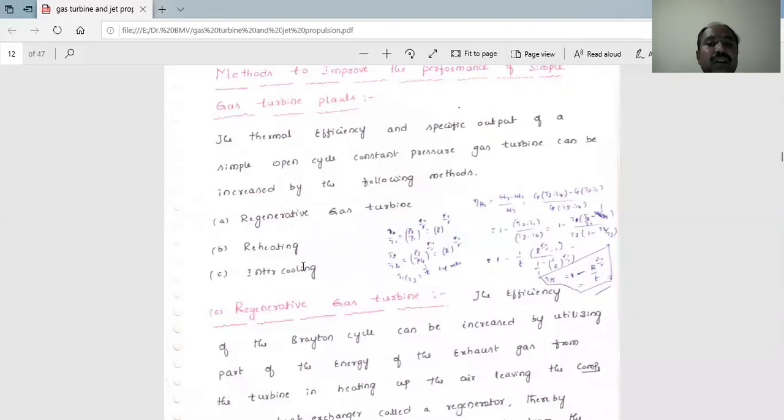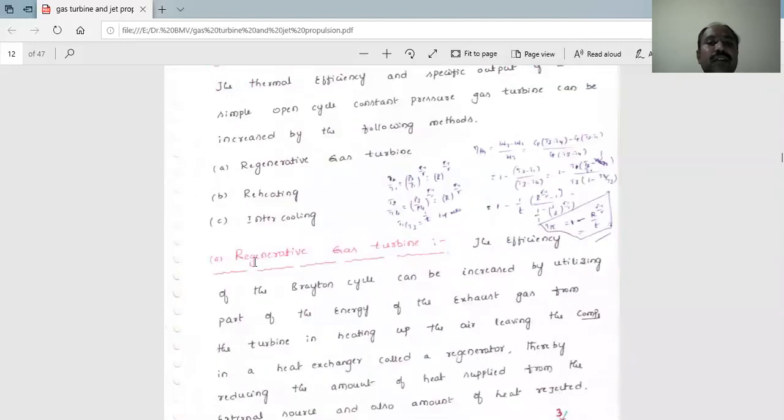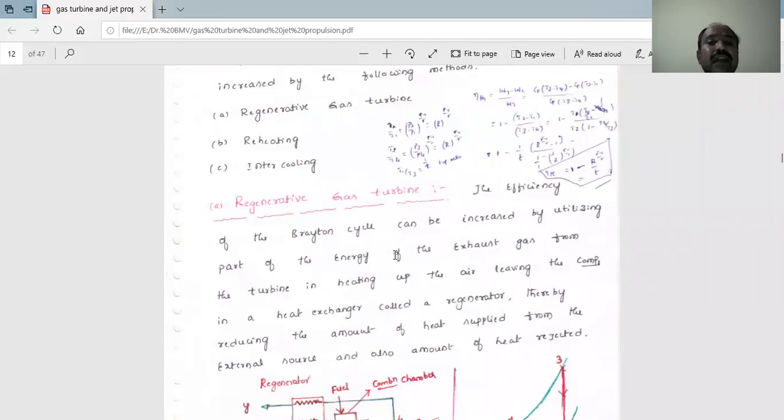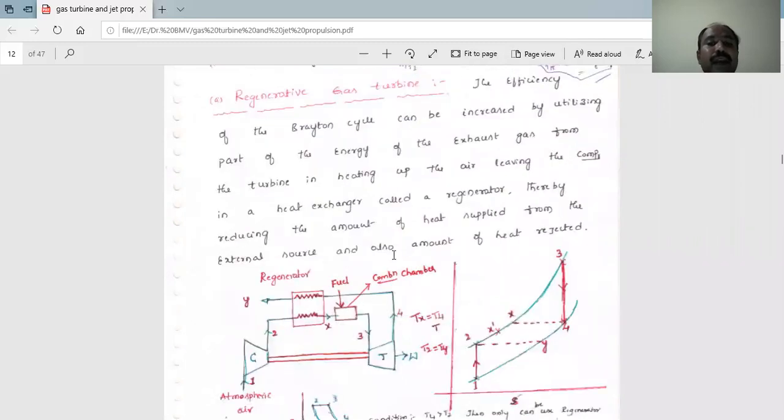First, I will discuss the regenerative gas turbine. The name indicates regenerate. The heat that is liberated is regenerated, which takes place in the regenerator. This is what you can call a regenerative gas turbine.